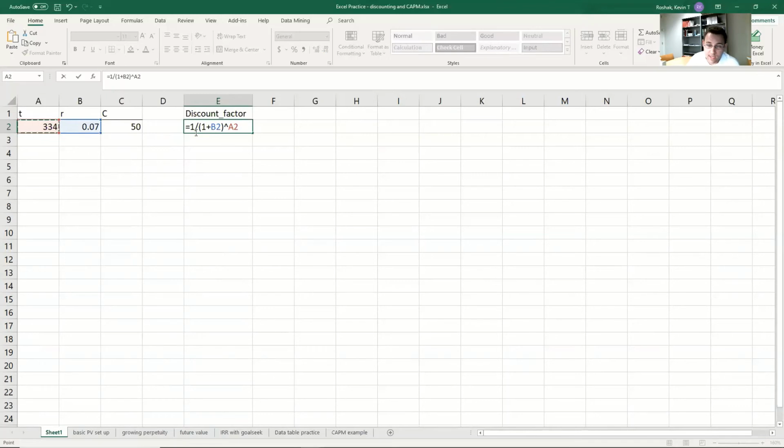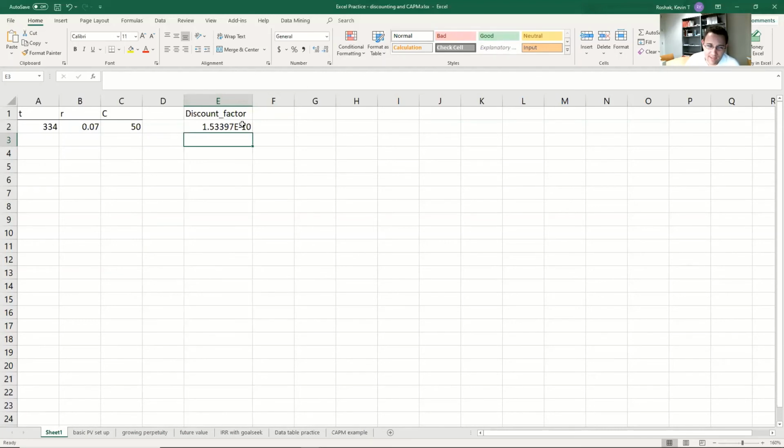And that's the discount factor right there. It's 1 divided by 1 plus r raised to the t. All we did is we told Excel to look for r in cell B2, and we told Excel to look for t in cell A2, and then this whole thing is a formula. So Excel is just going to calculate this whole formula for us. Okay, so I hit enter, and then we get a discount factor.